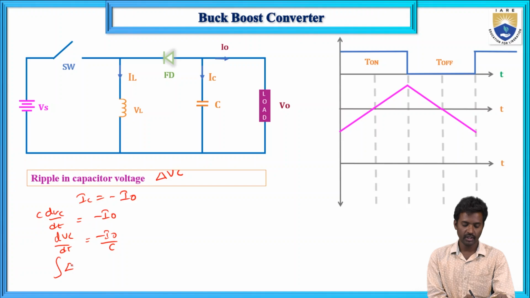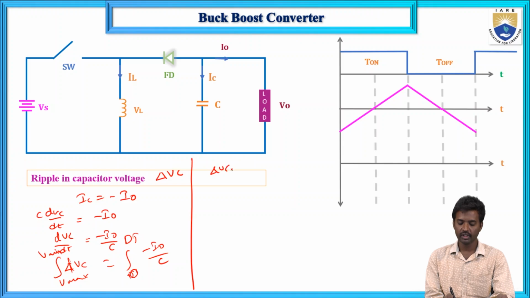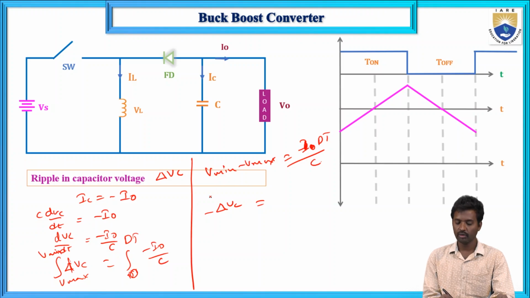If you integrate it, dVc from V minimum to V maximum, and dt from 0 to dt, of minus I naught by C. So you will get V minimum to V maximum equal to minus I naught by C into dt. That equals minus del Vc. So this is the ripple in the voltage.